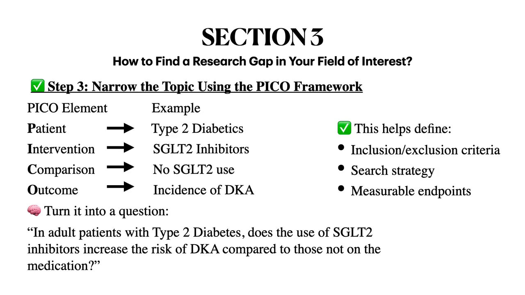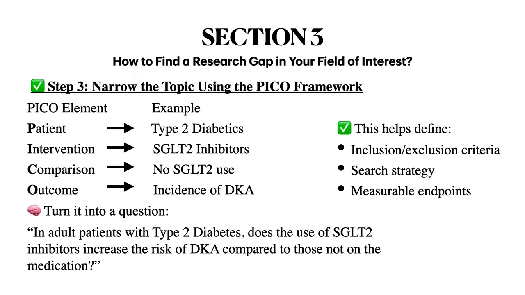And the third step is you have to narrow the topic using the PICO framework, that is patient, intervention, comparison, and outcome. So patient, that is type 2 diabetics. Intervention here is SGLT2 inhibitors. Comparison is no SGLT2 use. And outcome is incidence of diabetic ketoacidosis. You can narrow the topic, right?